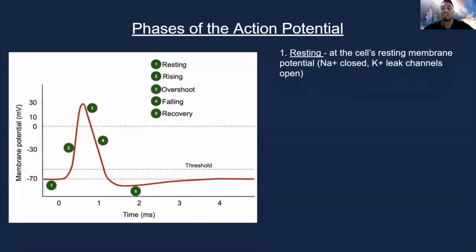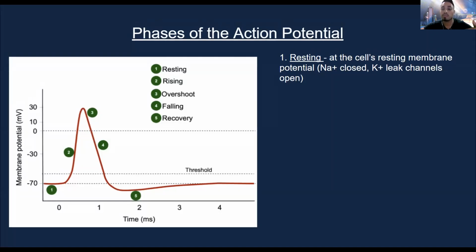Sodium channels are closed, potassium channels are closed as well. There is a subset of potassium channels which are referred to as leak channels, and these enable potassium, in very minute amounts, to flow through the cell, and that's what maintains the resting membrane potential.